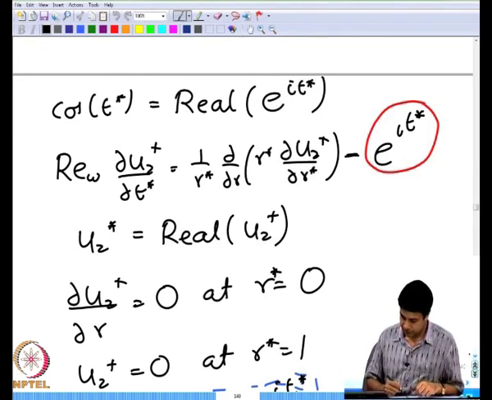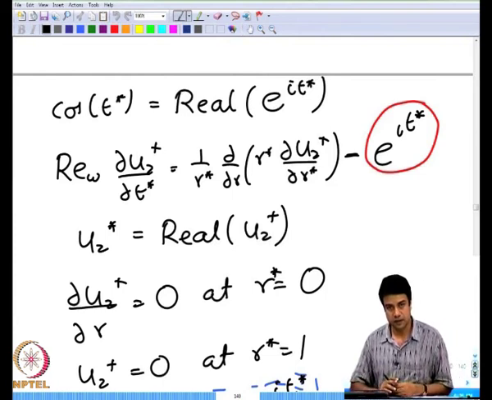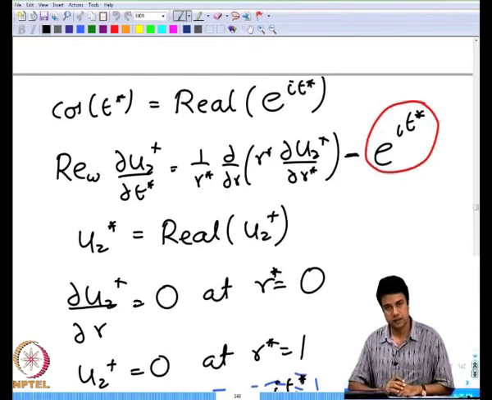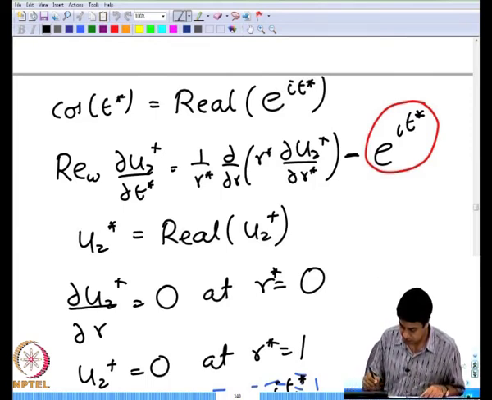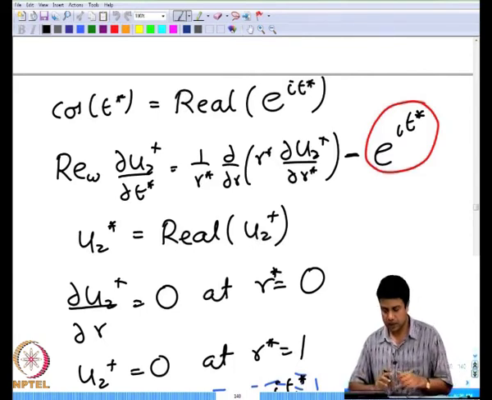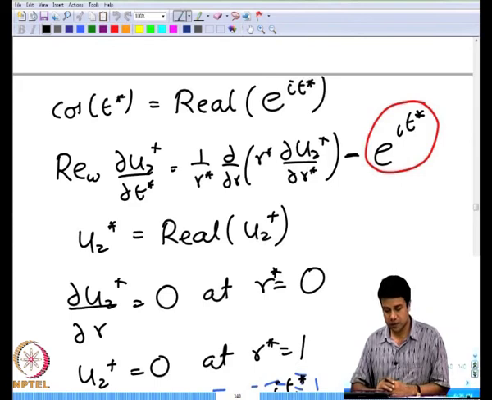Okay. Note that u z tilde that I have here is only a function of the radius. It is only a function of the radius. So, when I take the derivative with respect to time, I will get r e omega times u z of r times I e power I t star. When I take the derivative with respect to t, I will just get I times e power I t star. And then I have a derivative with respect to r of u z plus.